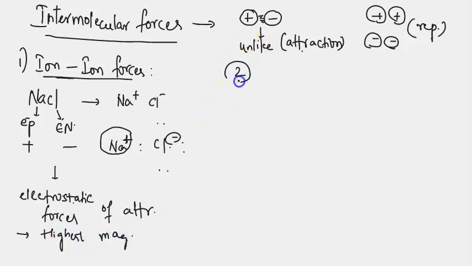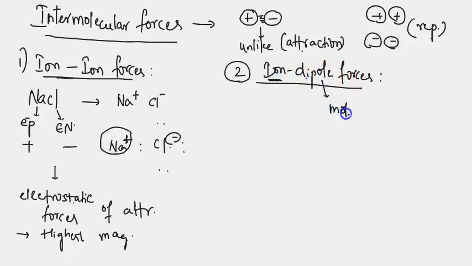Now the second type of intermolecular forces are ion-dipole interactions, or ion-dipole forces. Now what are these ion-dipole interactions? As the name indicates, it is between an ion and a dipole. A dipole is nothing but a molecule which contains a permanent dipole moment with partial positive and partial negative signs. This ion can be either positive or negative.